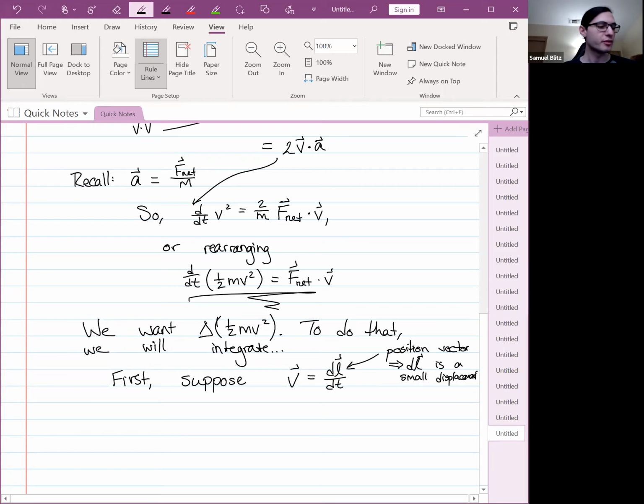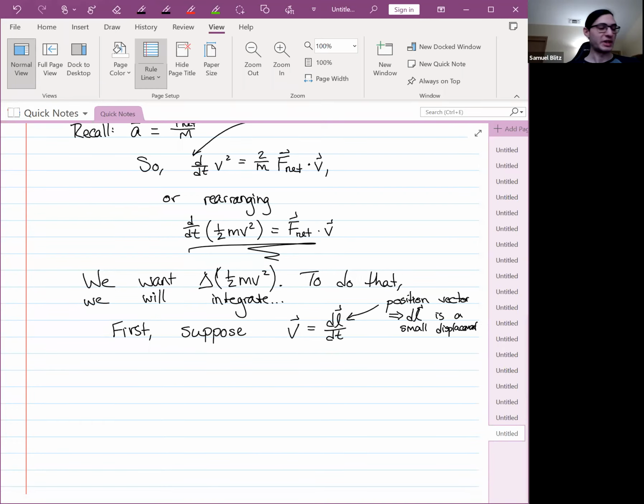Sorry, I ran out of room. And dt is a small duration, which is to say that, of course, this is true. This is just the time derivative of the position vector. dL is just a very, very small delta r, and dt is a very, very small delta t.